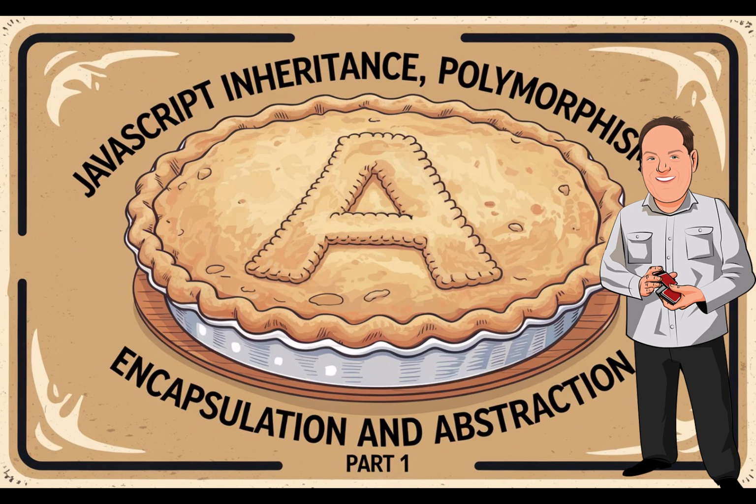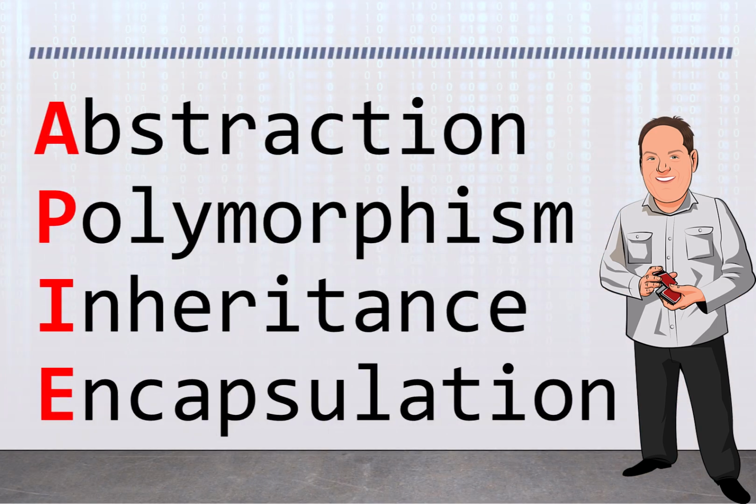Hey everybody, welcome to class. And we're going to talk about a pie today. That is an acronym that stands for Abstraction, Polymorphism, Inheritance, and Encapsulation. So, as usual, there ain't nothing to it but to do it. To the code!